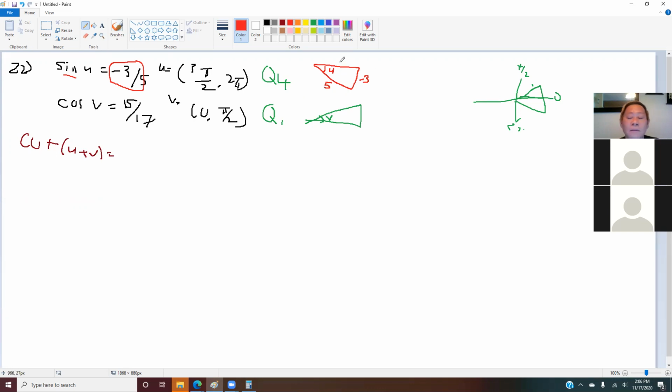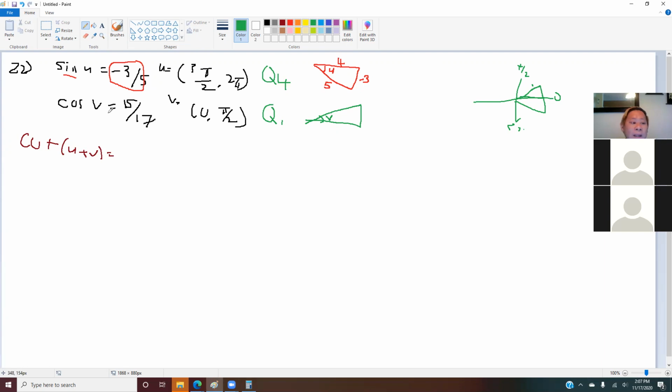What is your adjacent? Anyone knows your triplets? 3, what, and 4? 3, 4, 5, right? You know this. So this is 4 here. And if you don't know your triplets, you have to use your Pythagorean theorem to figure that one out. So this is how you figure out U.